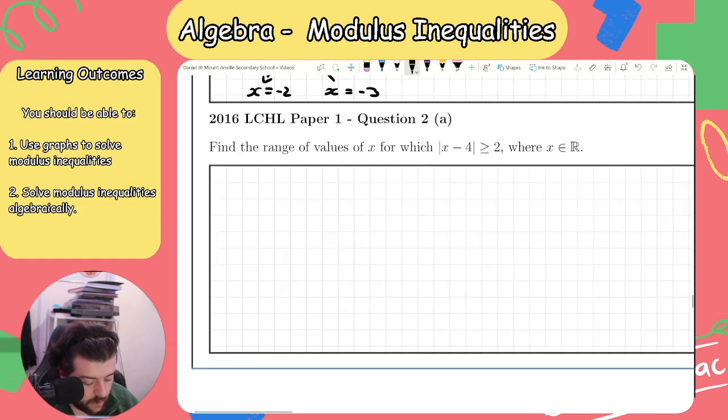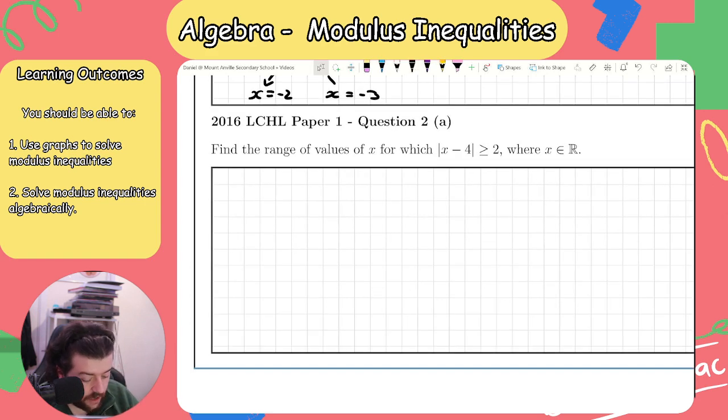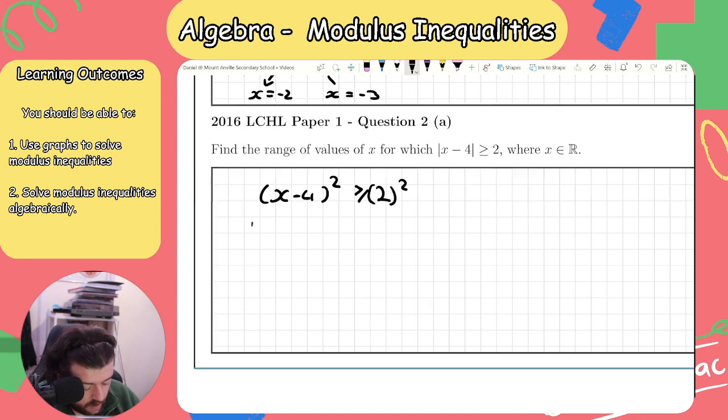Right, let's look at this one. This is from the 2016 paper. Paper 1, question 2. Find the range of values for x for which the modulus of x minus 4 is greater than or equal to 2. So that's going to be x minus 4, all squared, is greater than or equal to 2 squared. So I'm going to have x squared minus 8x plus 16 is greater than or equal to 4. Bring the 4 over. I'm going to have x squared minus 8x plus 12 is greater than or equal to 0. Solve it.